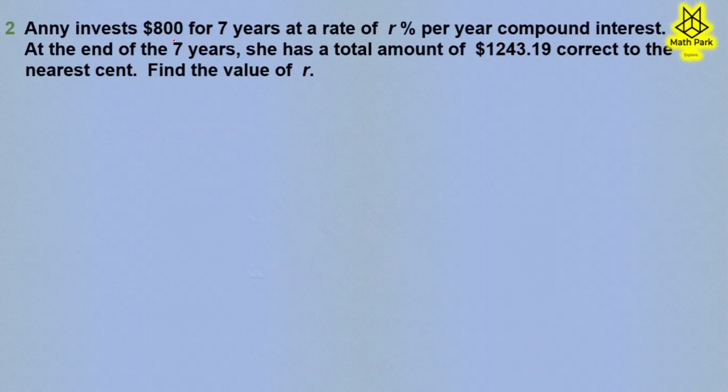Annie invests $800 for 7 years at the rate of R% per year compound interest. At the end of 7 years, she has a total amount of $1,243.19, correct to the nearest cent. Find the value of R. So here we are asked to find the rate of interest. We use the same formula again, and put the values in that.